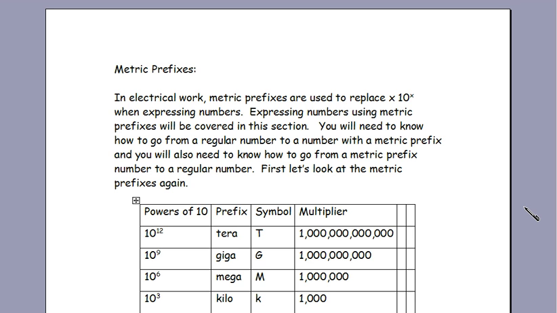Metric prefixes. In electrical work, metric prefixes are used to replace times ten to the whatever power when expressing numbers. Expressing numbers using metric prefixes will be covered in this section. You will need to know how to go from a regular number to a number with a metric prefix, and you will also need to know how to go from a metric prefix number to a regular number. First, let's look at the metric prefixes again.